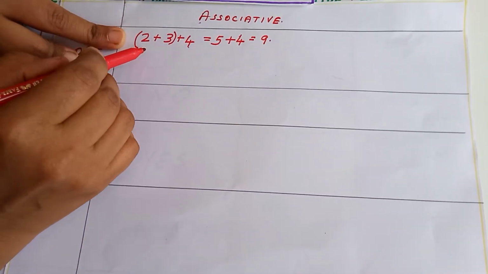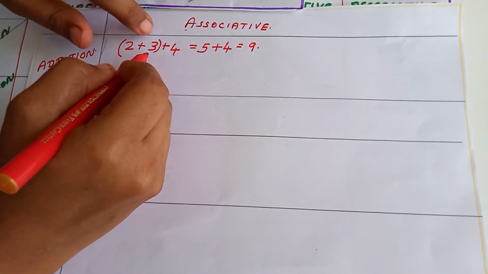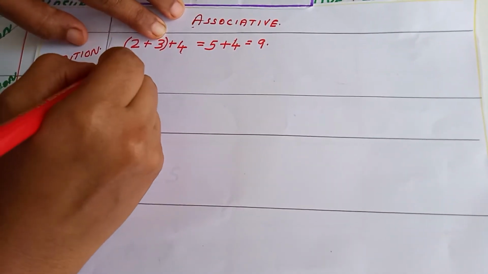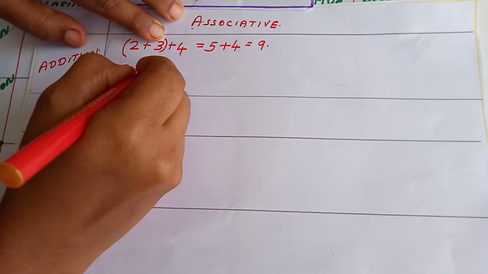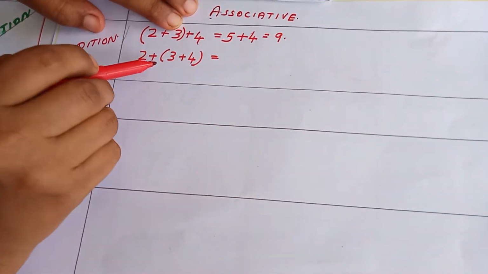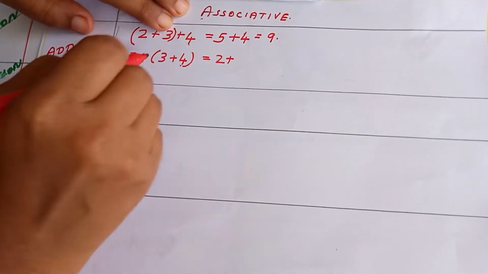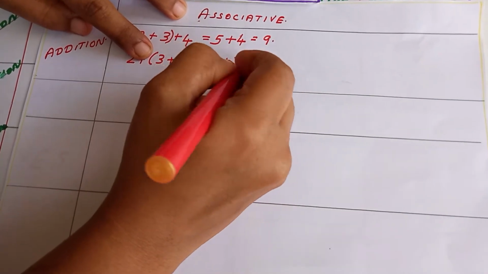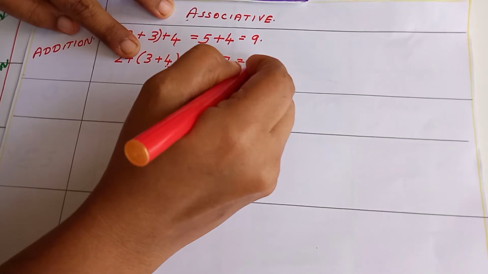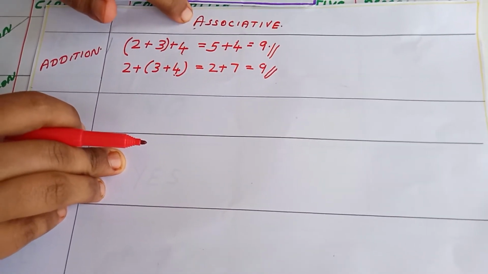Associative property says that if I interchange this bracket, that means in my mind I am selecting 3 and 4 as the first pair. See, 2 plus (3 plus 4). I am going to calculate the values 3 and 4 first. 3 plus 4 is 7. Again I am adding these 2 numbers, 2 and 7. Now my answer is again 9. This property we call associative property.